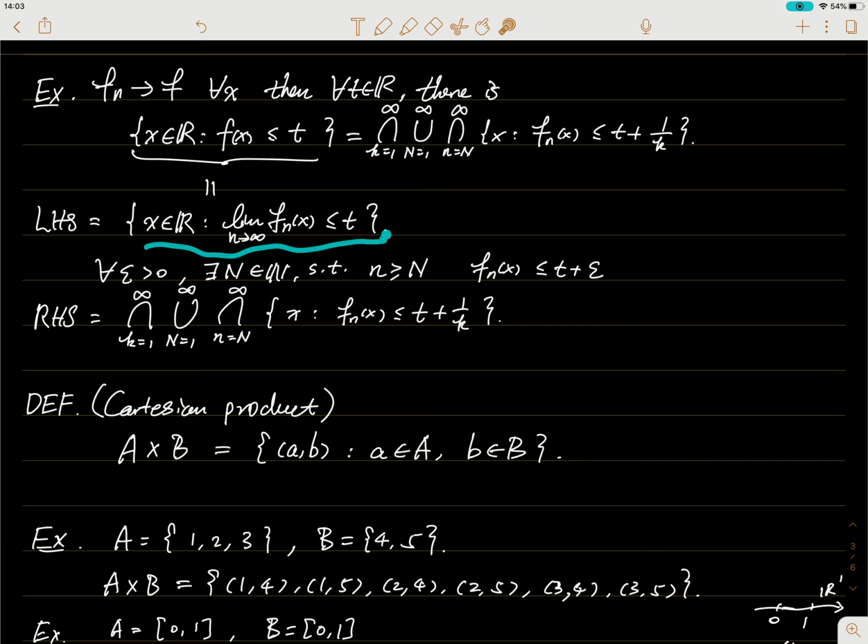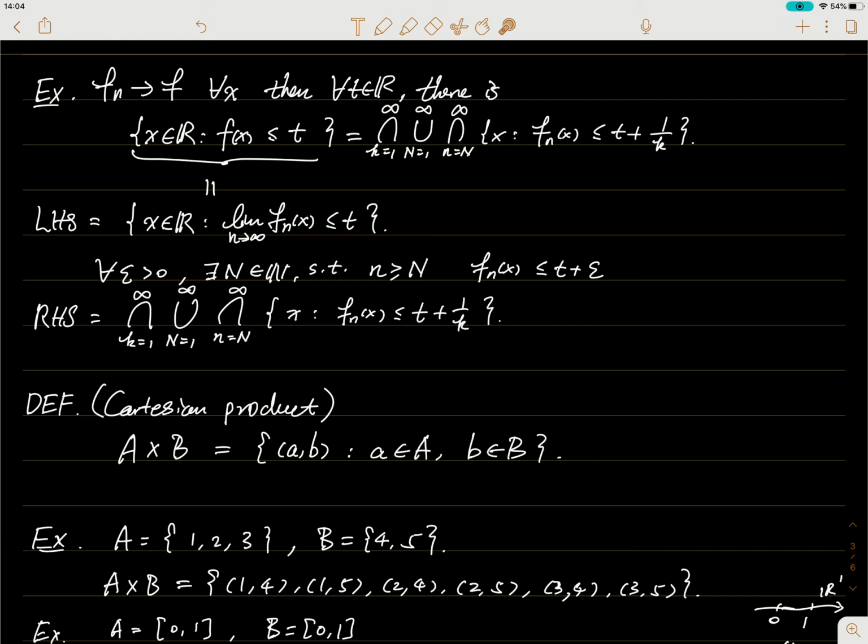So if the limit of these numbers is less than or equal to t, that means for any epsilon, there exists some capital N such that if little n is greater than or equal to capital N, we will have this. So this means the limit is less than or equal to t, and that just means that this will hold. And similar as before, we can replace this epsilon by 1 over k.